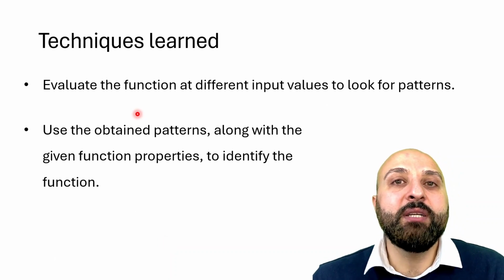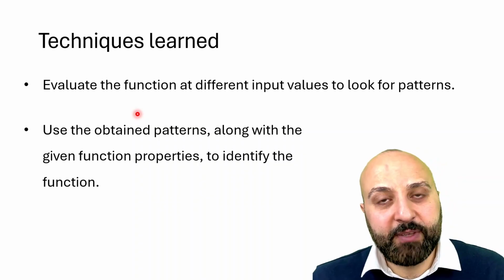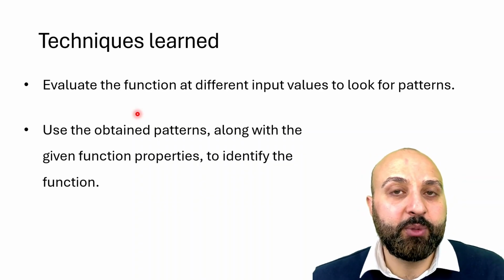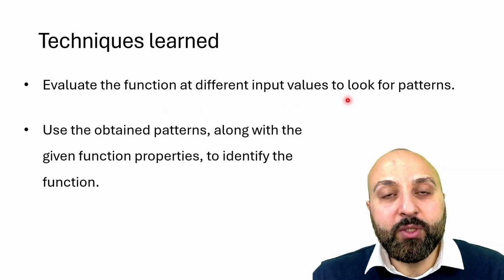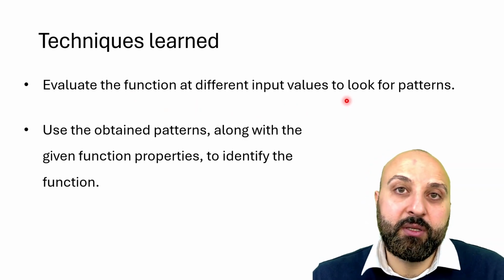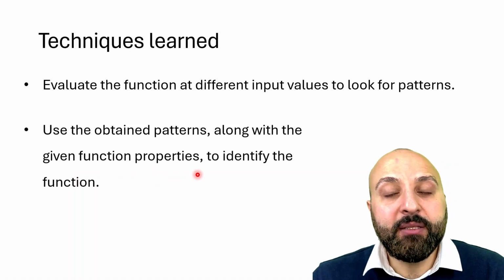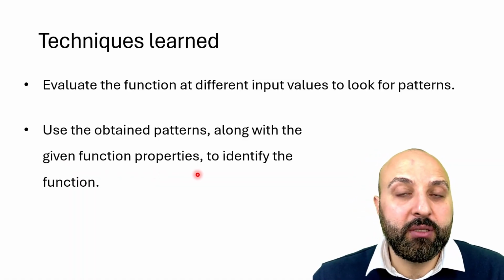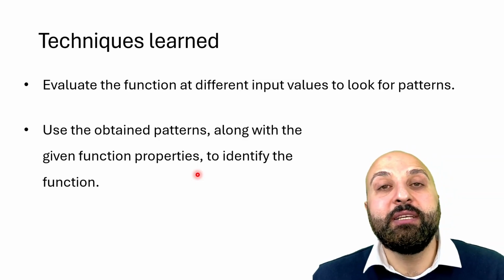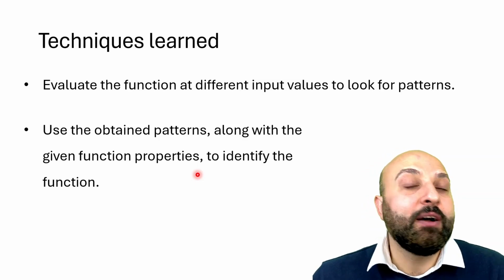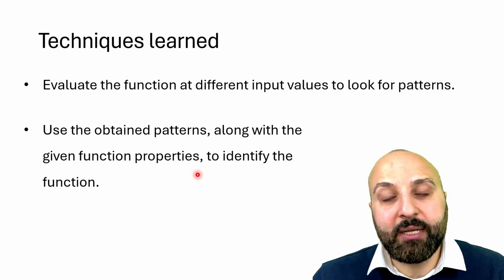Alright, let's see what we have learned. In questions that ask us to calculate a function with specific properties or a polynomial with specific properties, we can always evaluate the function at different input values and try to look for patterns. And then use the obtained patterns along with the other properties that are given to try to identify the function. And sometimes we also need to prove that the function we obtained is a unique answer, or maybe we have other answers. So throughout the proof, we have to obtain the other answers.